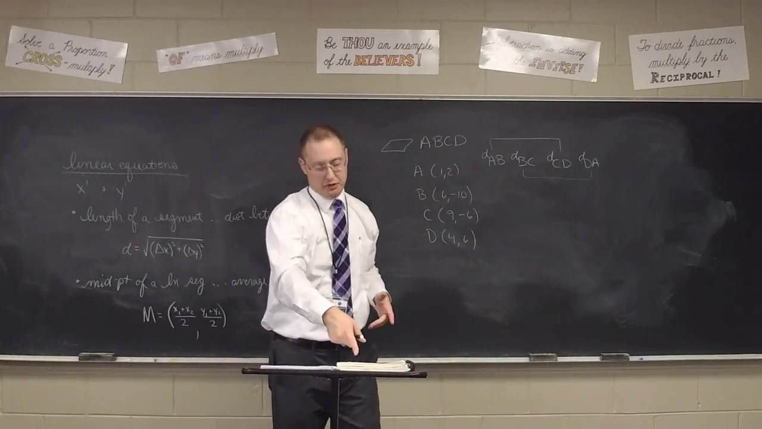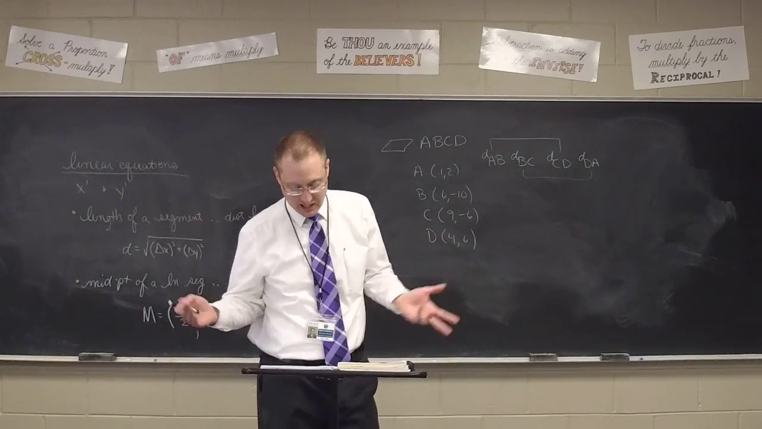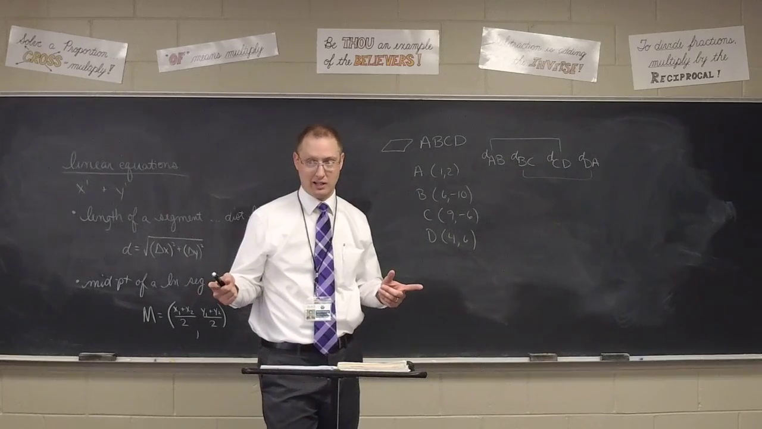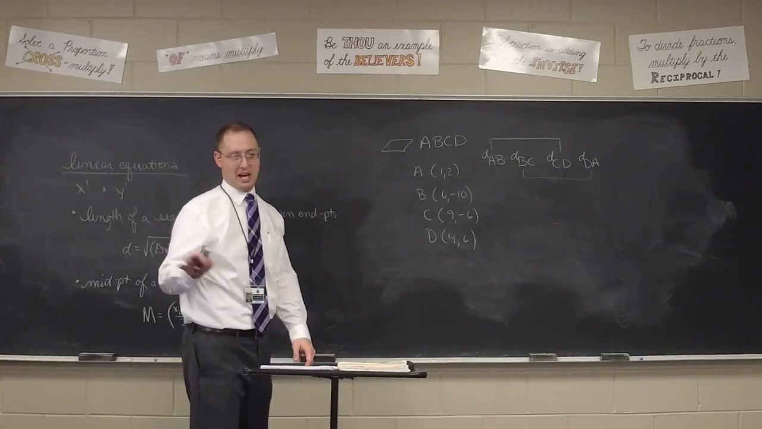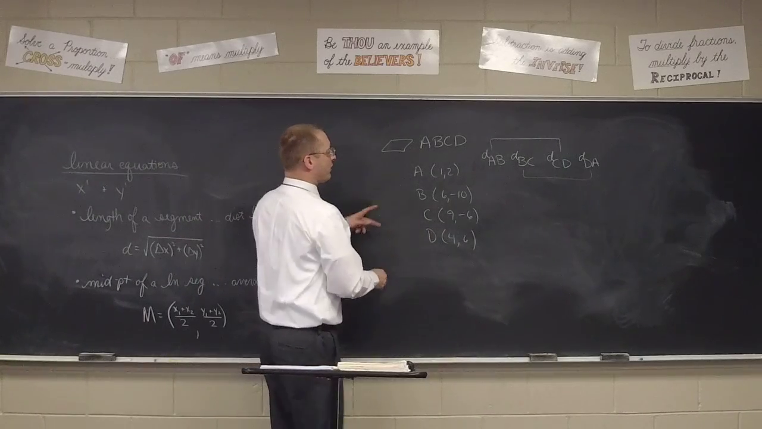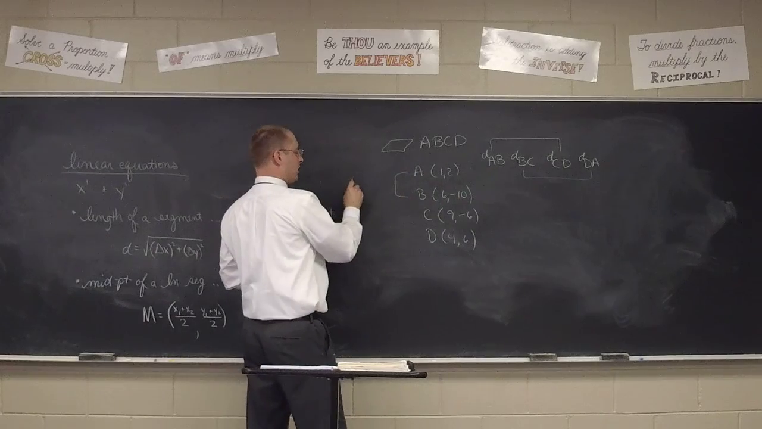Now, they graphed it for us, right? So we look at it, like, okay, yeah, I can tell by looking at the graph it's a parallelogram, if we trusted our eyes. But I broke you of that habit last year, remember? So we don't know anything about a parallelogram. We've got to do the math. So we're going to find the length of AB.